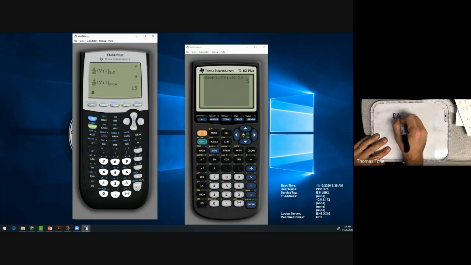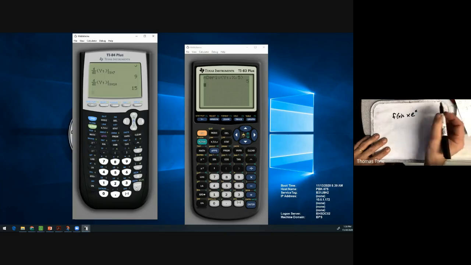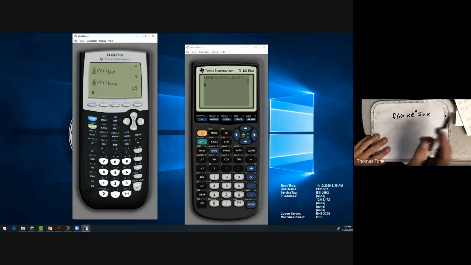Let's say f of x equals x e to the x sine x. Okay, all kinds of stuff here. It'd be like product rule twice, because you get 3 products here.